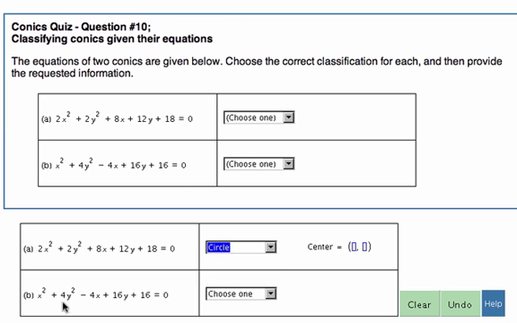And then for part B, we have x squared and y squared, so we know it's not a parabola. We know it's not a hyperbola because neither of them is negative, and we see that the value in front of the x squared and the value in front of the y squared are different, so it's an ellipse. And then you would need to complete the square to put it in standard form.